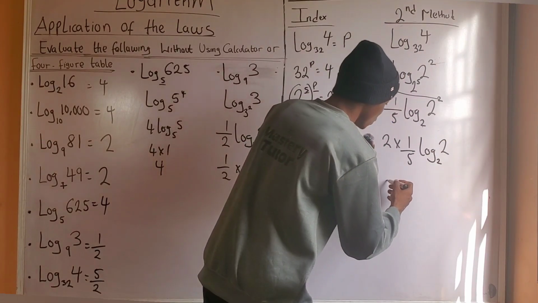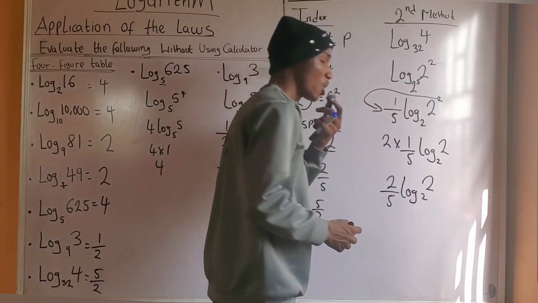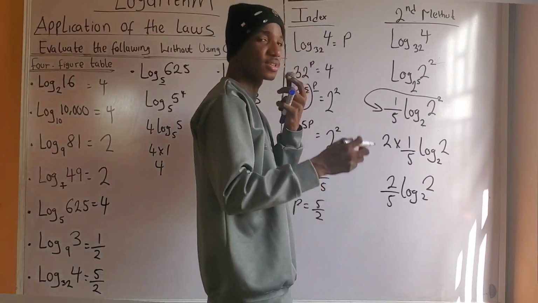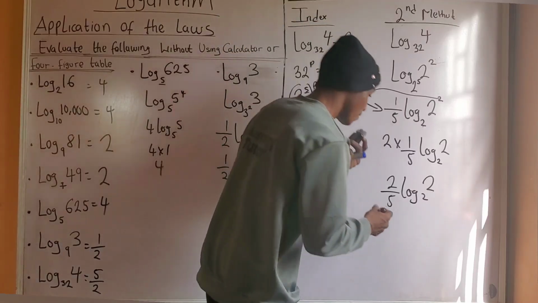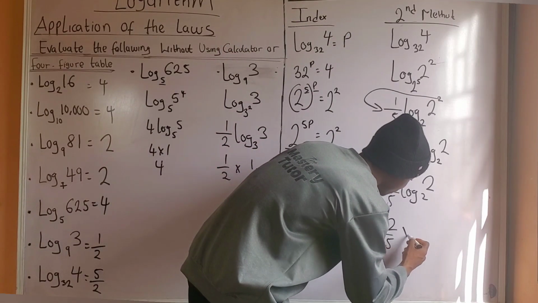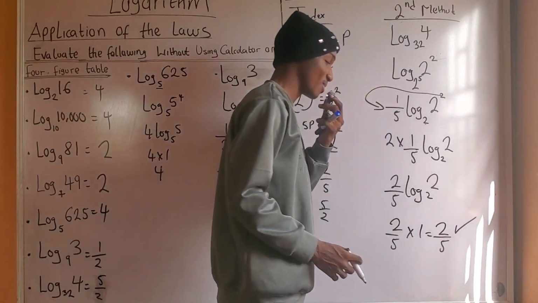So I'm going to have 2 over 5 log 2 base 2. Log 2 base 2 is what? Is 1, because the logarithm of a number to the same base is 1. So I'm going to have 2 over 5 times 1, which is 2 over 5. Here is 2 over 5, okay?